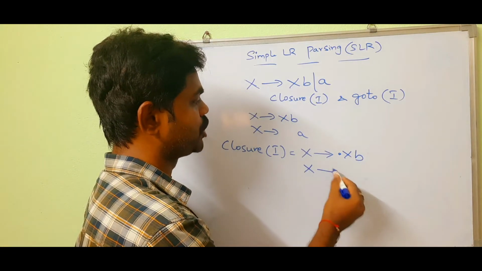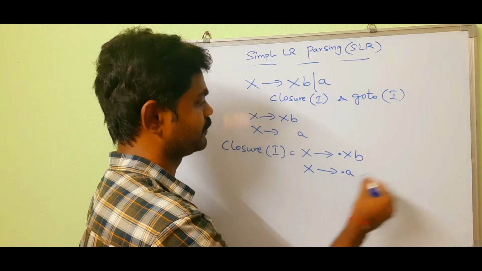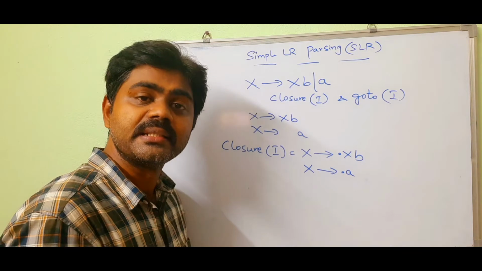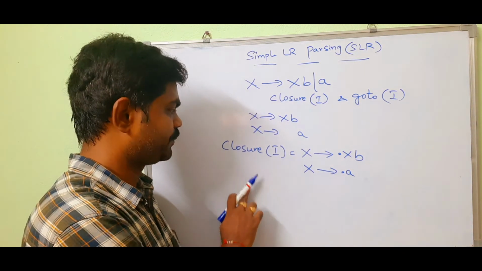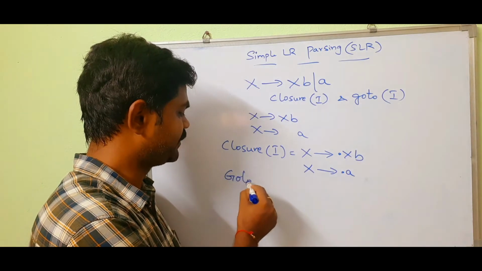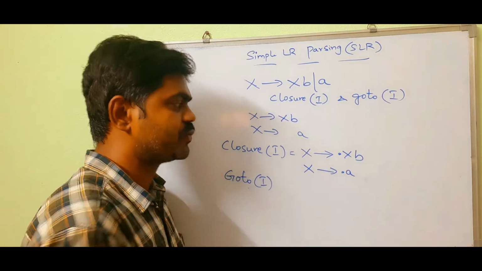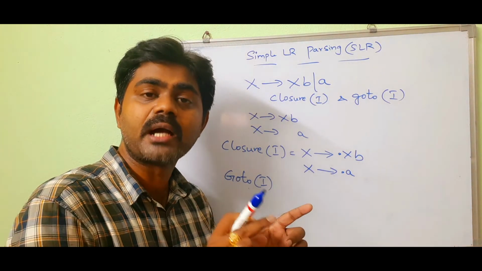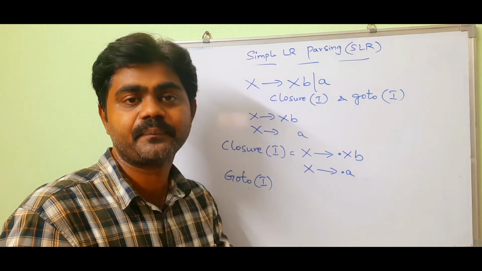X tends to dot a. Okay, so this is closure. Now calculating goto of I. So see here carefully. So where is my dot here? My dot moves one position to the right.